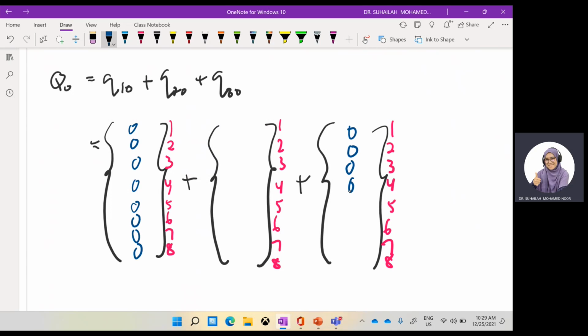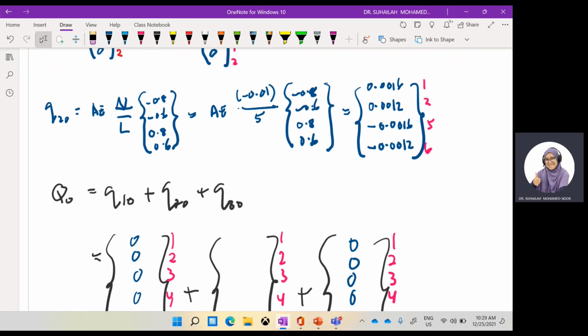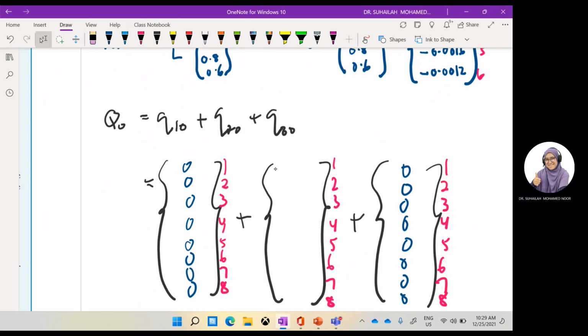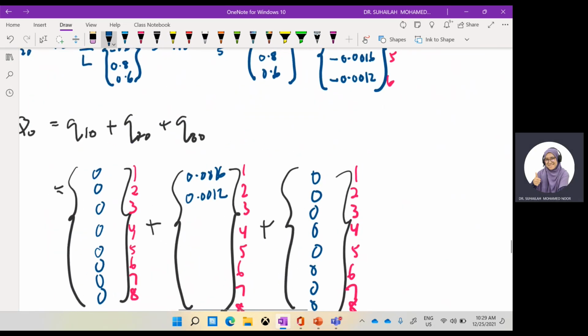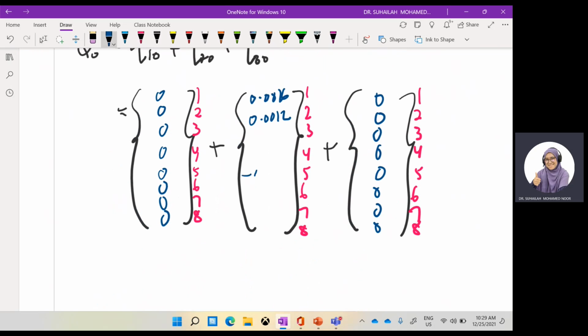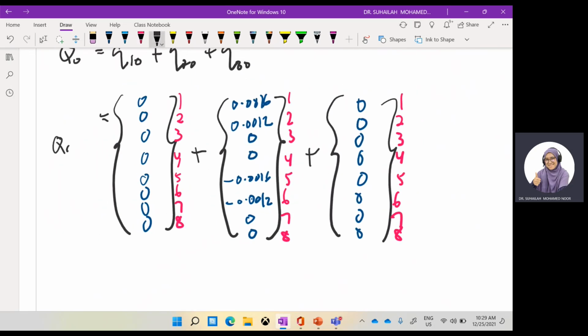And we have the value for Q2 naught at position 1, it is 0.0016. At position 2, we have 0.0012. And for position 5 and 6, negative 0.0016, negative 0.0012. This is 0, 0. So from this we get Q naught.